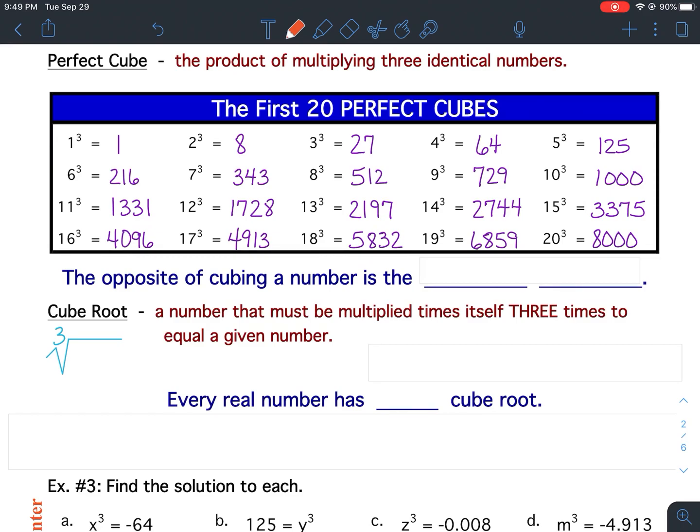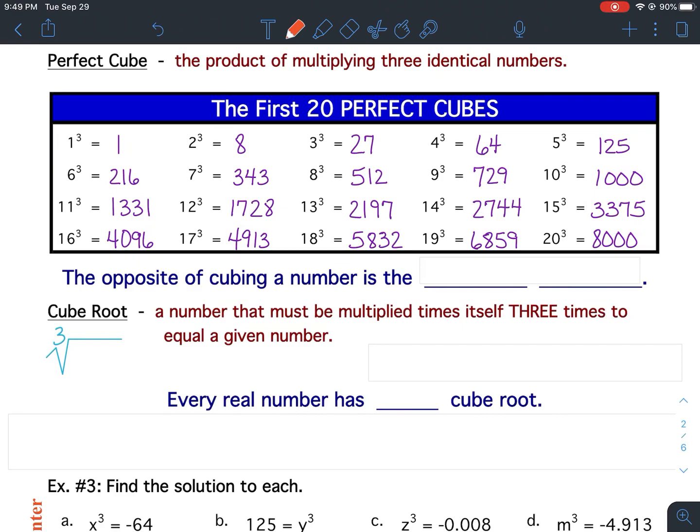Next row. 6 cubed is 216, 7 cubed is 343, 8 cubed is 512, 9 cubed is 729, 10 cubed is 1000. Next row. 11 cubed is 1331, 12 cubed is 1728, 13 cubed is 2,197. 14 cubed is 2,744. 15 cubed is 3,375.